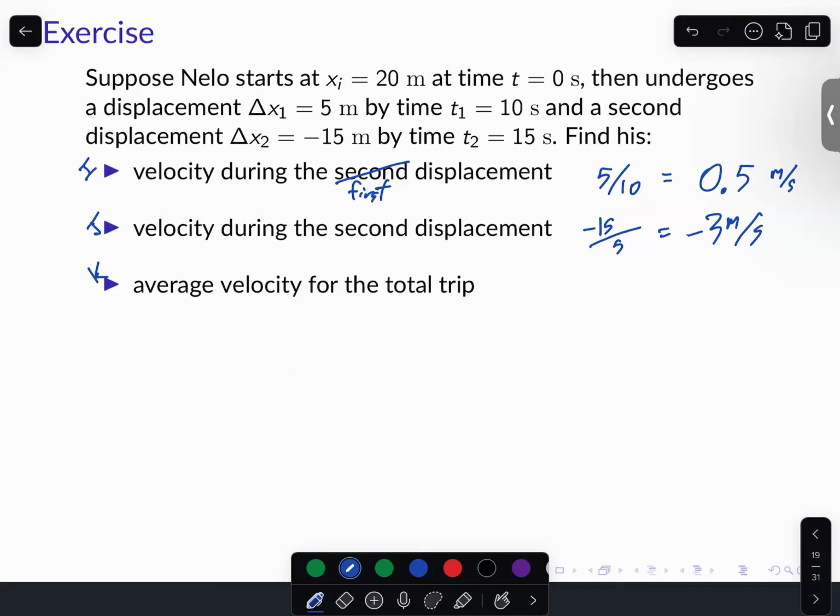What about the third one? What's the average of -3 and +1/2? Something like -1.5? No. Guess what? You can't do that. You can't do that because they're different time intervals, and you can't just average two numbers, two velocities, two rates as if they're ordinary numbers.